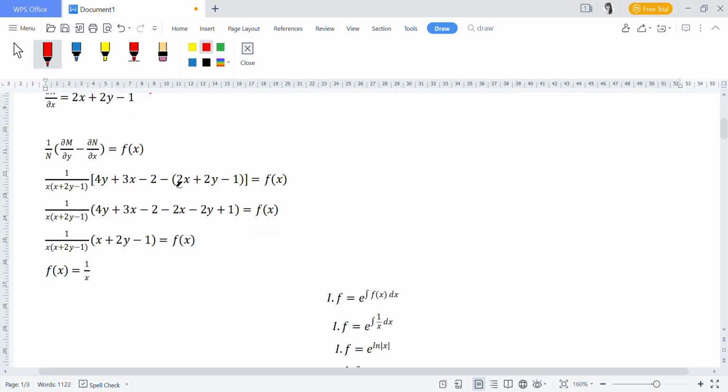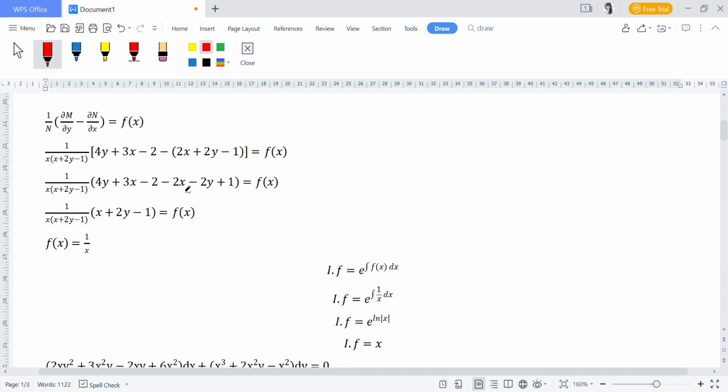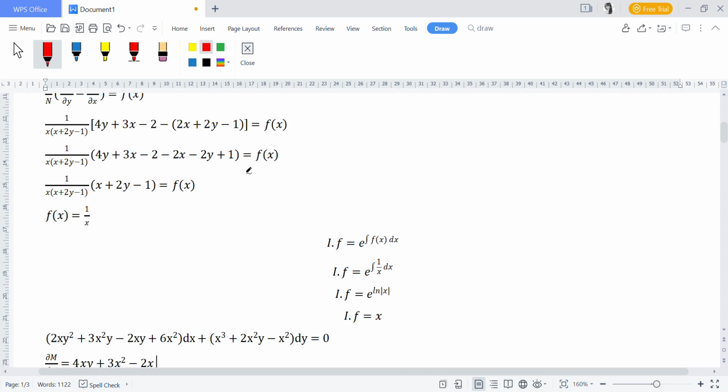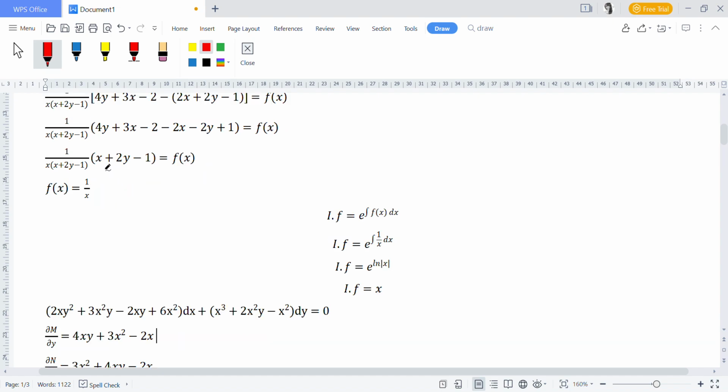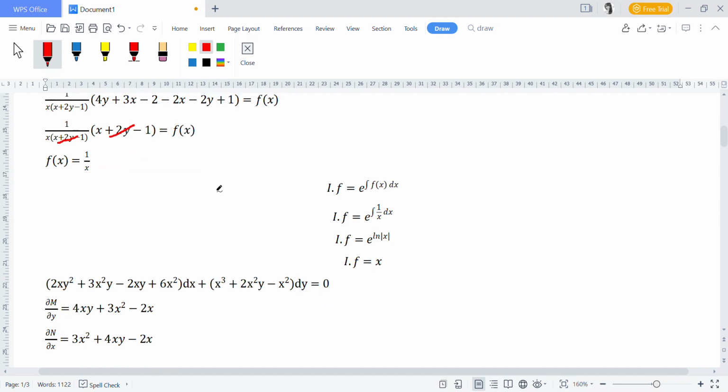Now let's distribute this negative sign inside this parenthesis, so we can have 4y plus 3x minus 2 minus 2x minus 2y plus 1. So let's combine like terms to come up with this equation. Here, 3x minus 2x is simply x, then 4y minus 2y is simply 2y, and negative 2 plus 1 is negative 1. So as you have observed, the numerator and the factor x plus 2y minus 1 are the same, so we're just going to cancel this out. So our f of x will now be 1 over x.